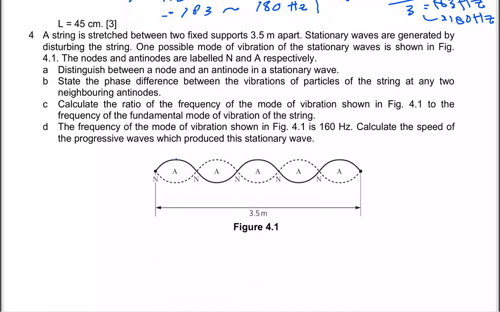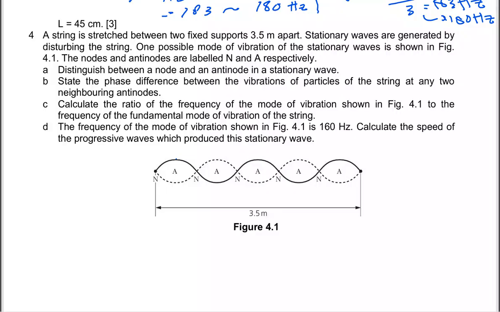Next, a string is stretched between two fixed supports. 3.5 stationary waves are generated. Read the question. Distinguish between node and antinode in a stationary wave. Okay, node, when the particle is at rest. There is no displacement in a node. And the antinode, the particle moves maximum. Displacement is maximum. So this is maximum amplitude.